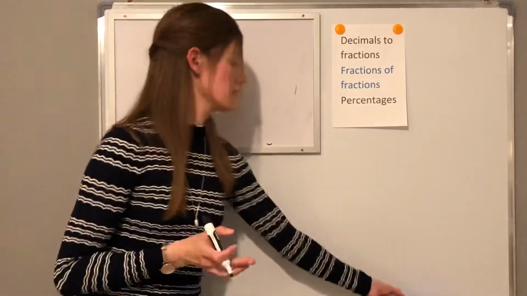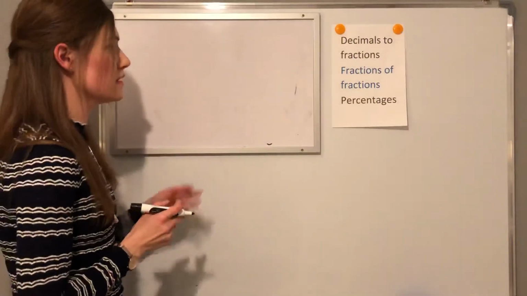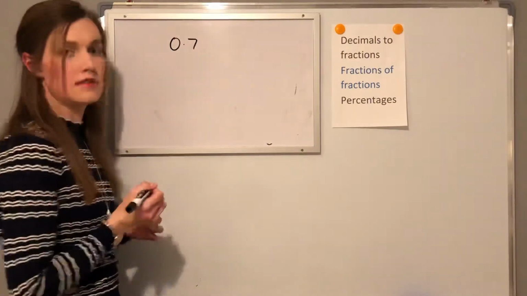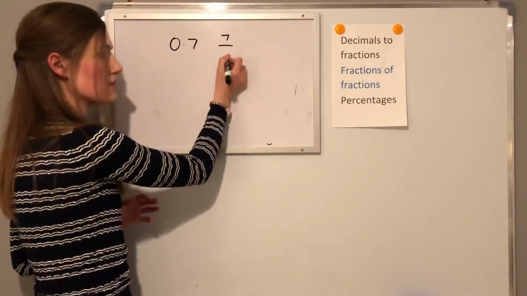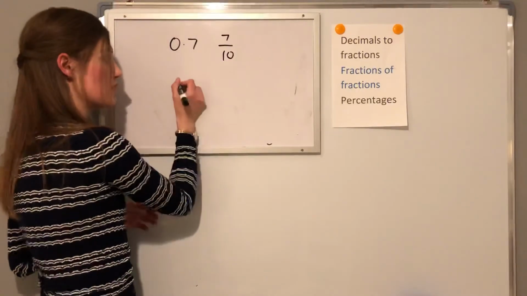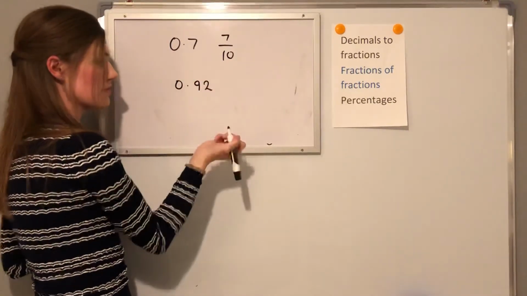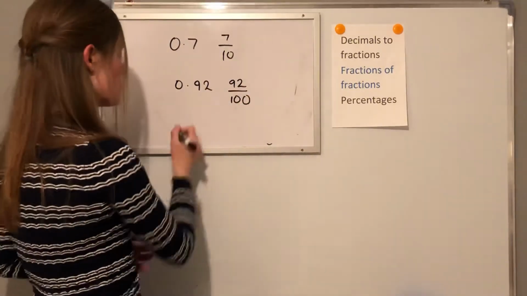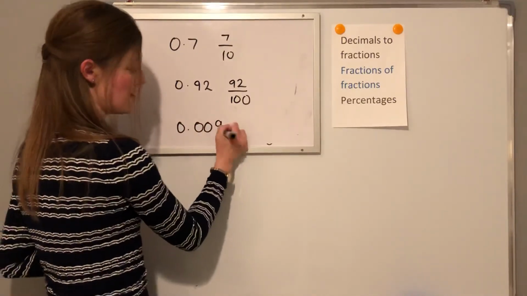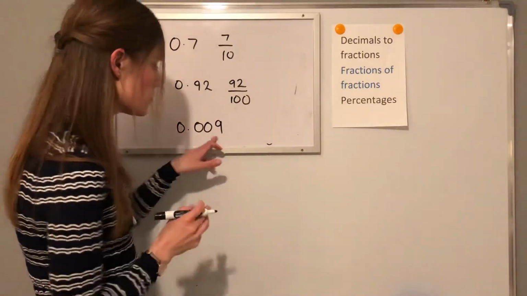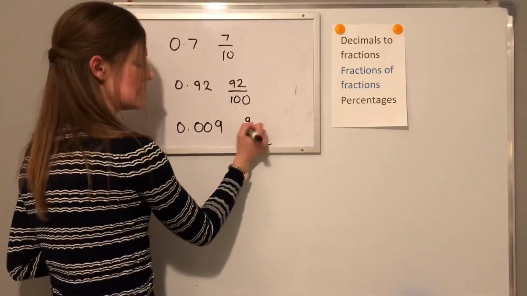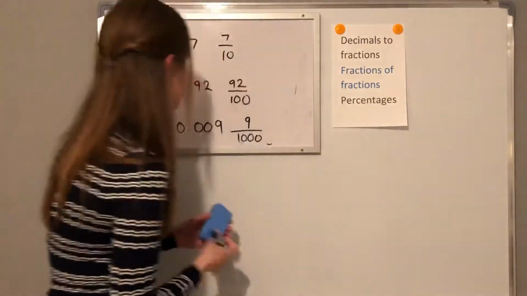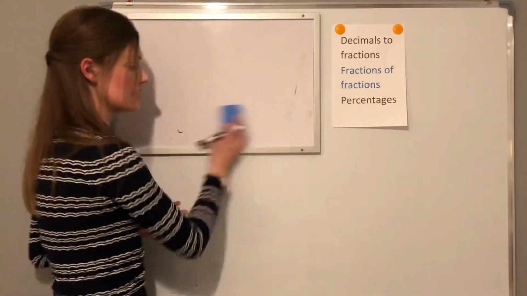Right, so let's run over the things that we've done in today's lesson. So decimals to fractions first of all. If you had 0.7, do you remember that's 7 out of 10? 0.92 is 92 over 100. What about 0.009? What's that one going to be? So there's 3 numbers, so it's 9 out of 1,000.